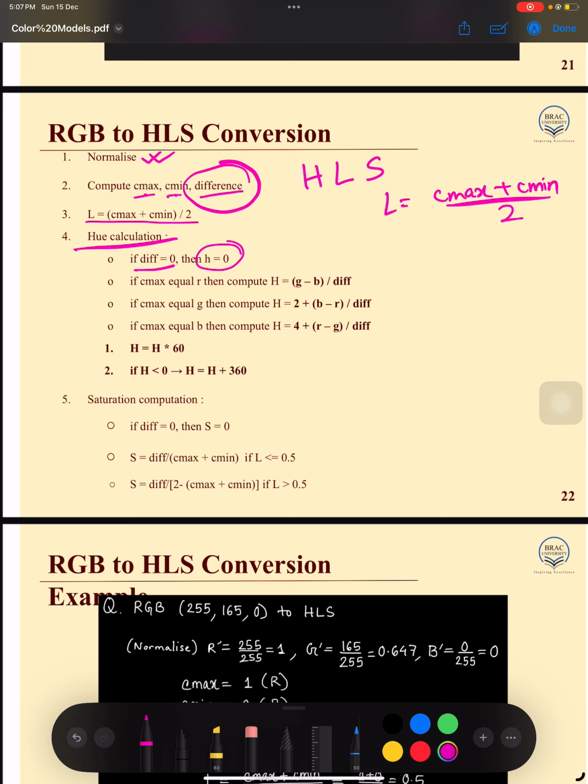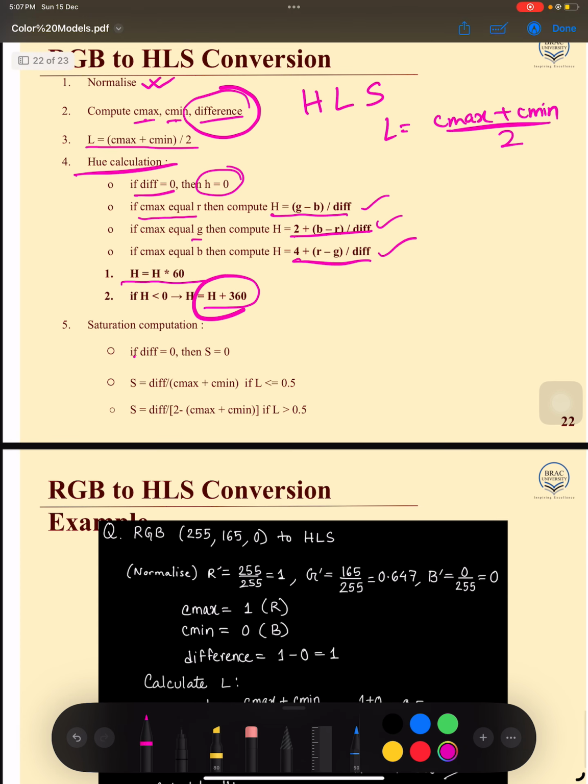Or again, if Cmax is equal to R, we find this formula familiar. If it's green, then this is the formula, and if Cmax is equal to blue, this is the formula. After finding the hue using any of these, we multiply it with 60. If it's negative, we add 360 at the end. As for our saturation, if again the difference is 0, then the saturation is 0 again.